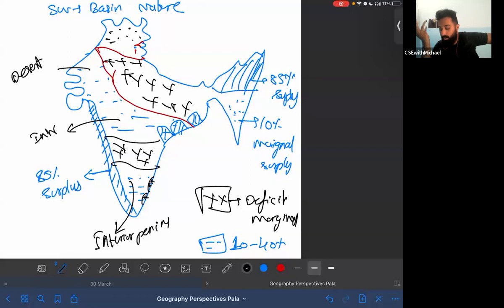Now, if you look at the case of Brahmaputra, it is a surplus region because most of the water is not developed there. There is not much of a canal network, but in the Gangetic Plain, you have enough and more canal network. So what is well utilized?